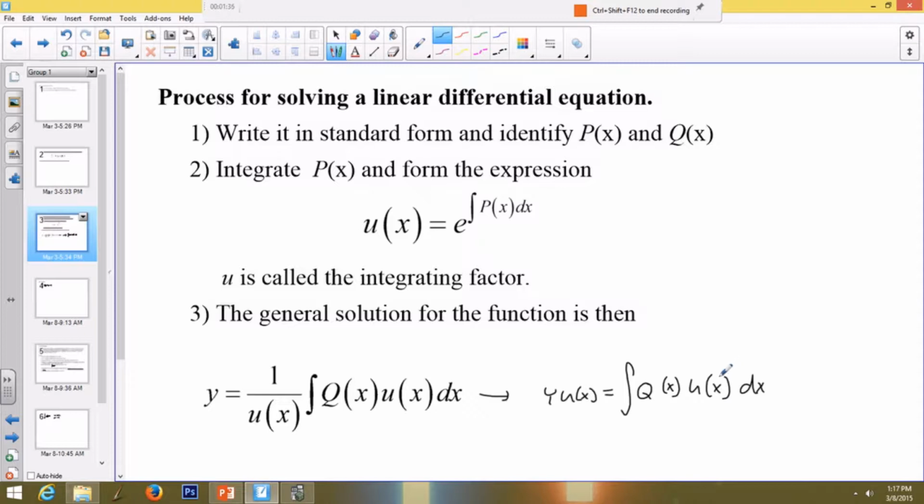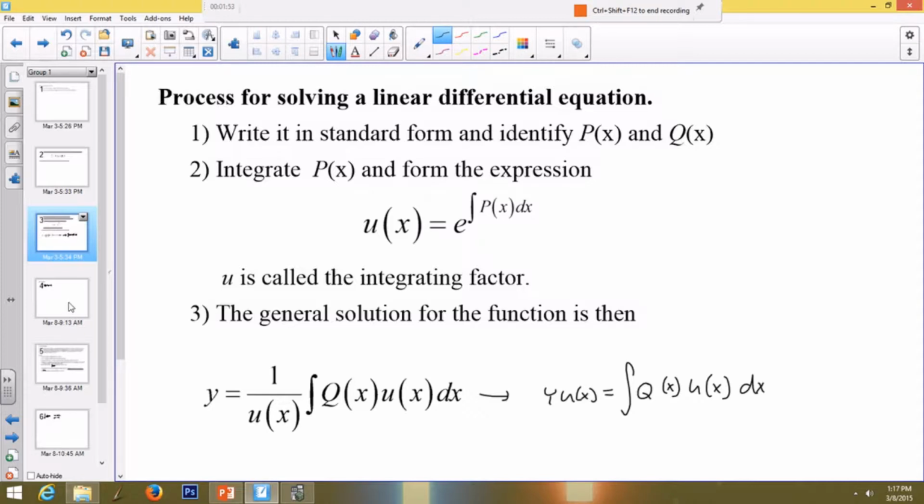In our book, we write it like this, and these two are the same. You just multiply both sides by this u of x, and then it brings it over to the other side. We're going to use this in both of my examples to get us to where we want to be.